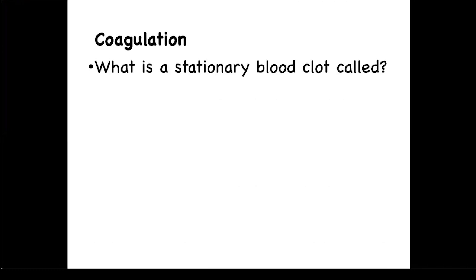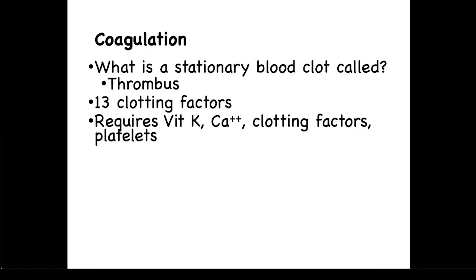Let's move on to the third phase, coagulation. This is a little bit more complicated. Before we look at coagulation, try to think of what a stationary blood clot is called. It is a thrombus. If it begins to move, it is an embolus. Coagulation involves 13 clotting factors. Most of these will be proteins synthesized by the liver.